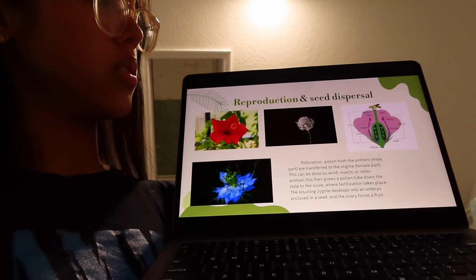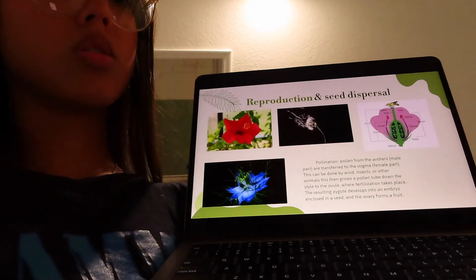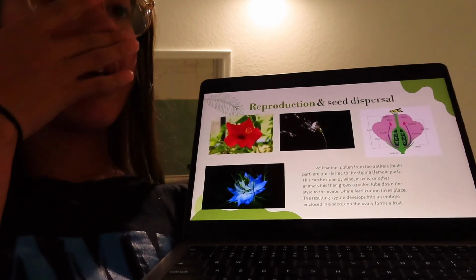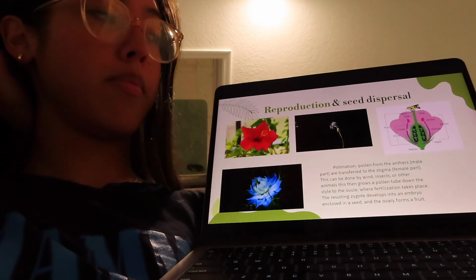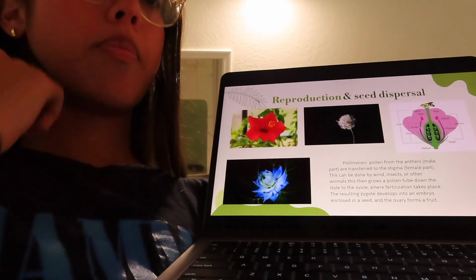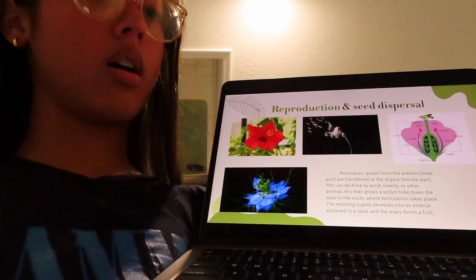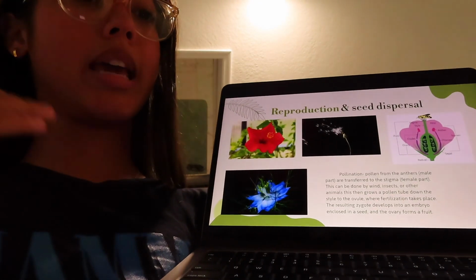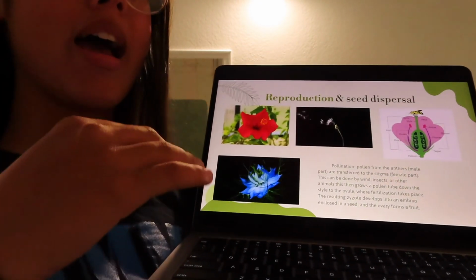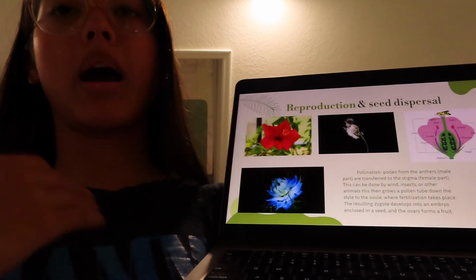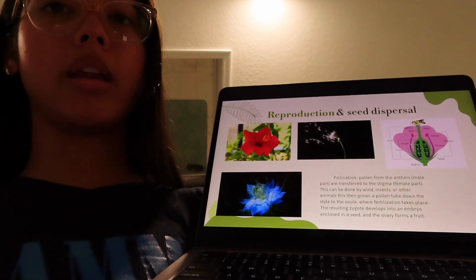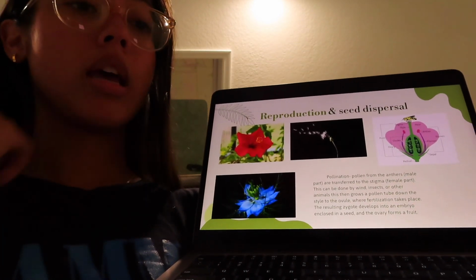And for reproduction and seed dispersal, as the plant starts to mature, it develops flowers, which are the reproductive organs of the plants. Pollination occurs when the pollen from the anthers, which is the male part, is transferred to the stigma, which is the female part. And this can be done by wind, animals, or any other environmental factors.